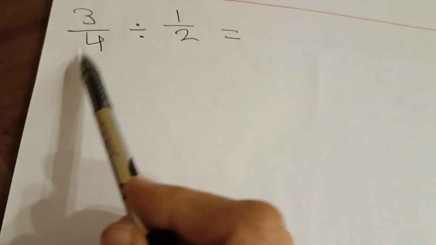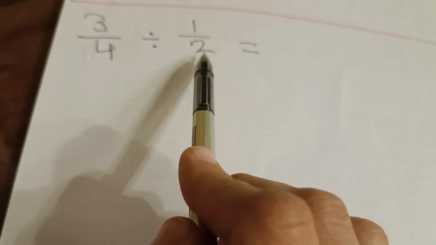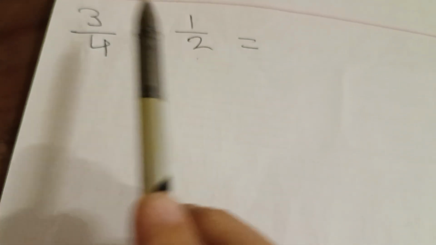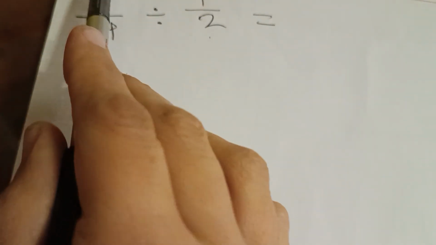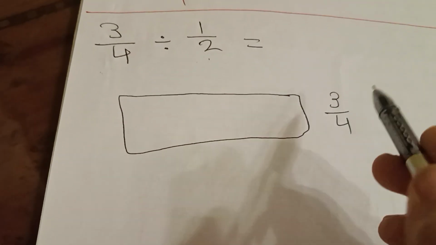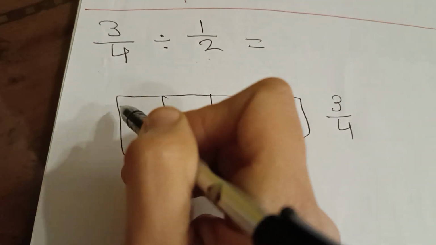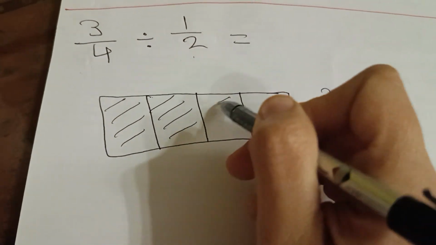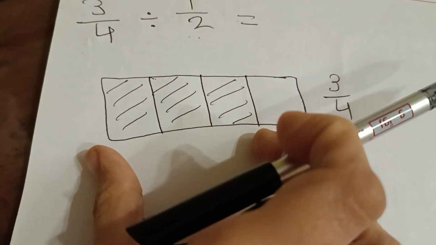Another example to divide a fraction by a fraction and solve it using the tape diagram or using modeling. My divisor here is 1/2. It means I want to know how many 1/2s are there in 3/4. As you know, I have to draw first the dividend, which is 3/4. For 3/4, I will draw only one whole. I will cut it into 4 equal parts: 1, 2, 3, and 4. And I'm going to color 3: 1, 2, 3. I want to know how many groups of halves forming this 3/4.